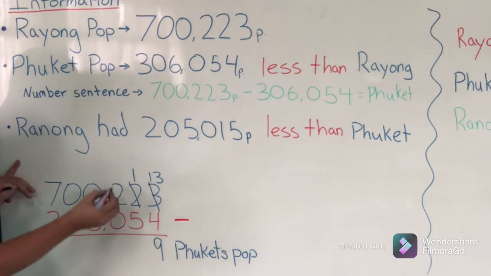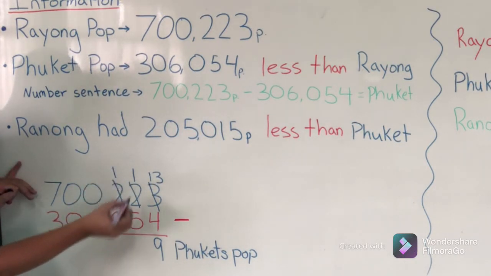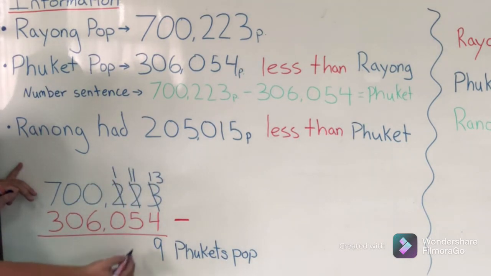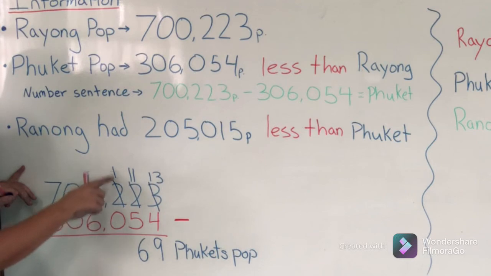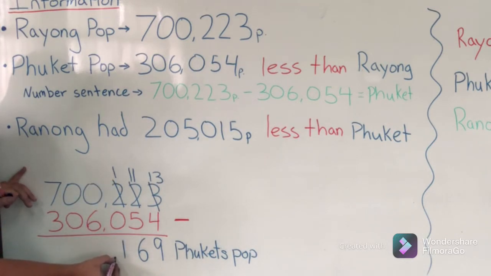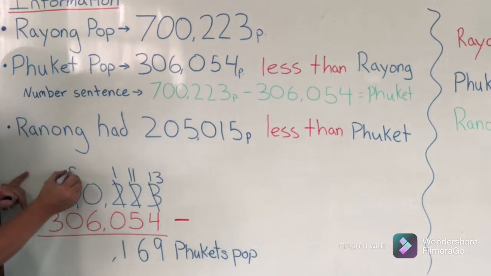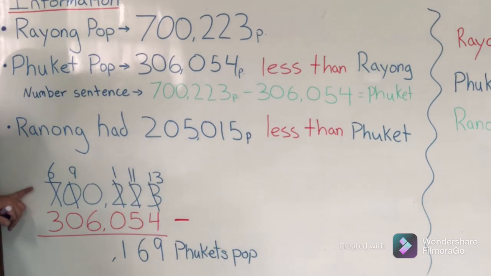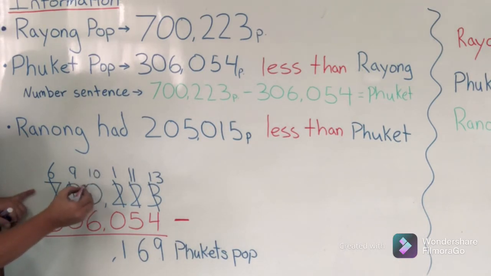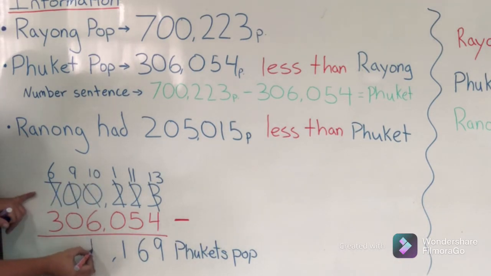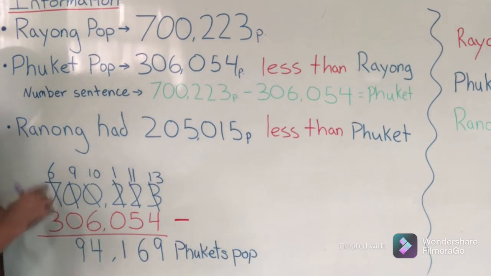1 minus 5 we cannot do, so we need to borrow from our hundreds and make this an 11. So 11 minus 5 is 6. 1 minus 0 is just 1, comma. 0 minus 6 we can't do, so we have to make this a 9 and then go all the way to our hundred thousands and make that a 6. So this becomes a 10. 10 minus 6 is 4. 9 minus 0 is 9. 6 minus 3 is 3.